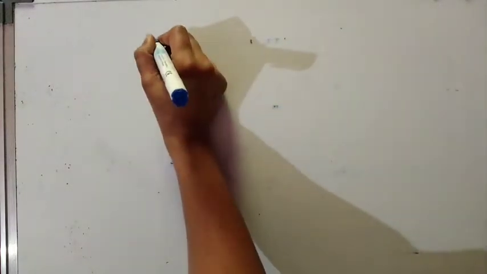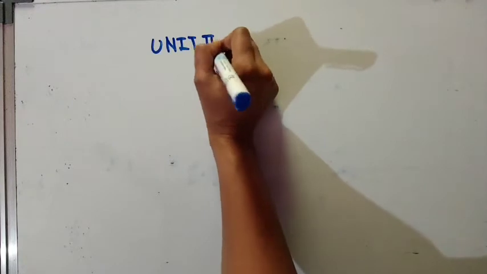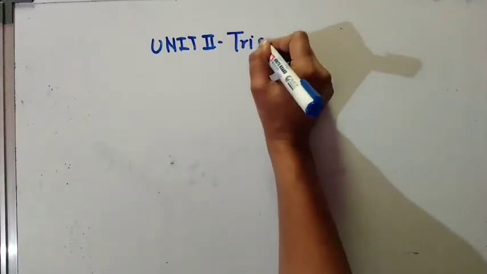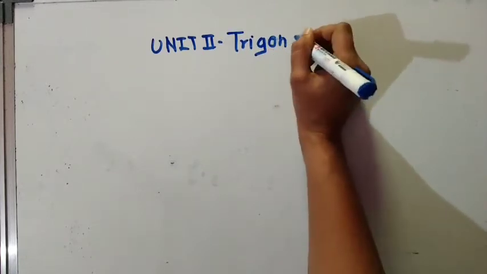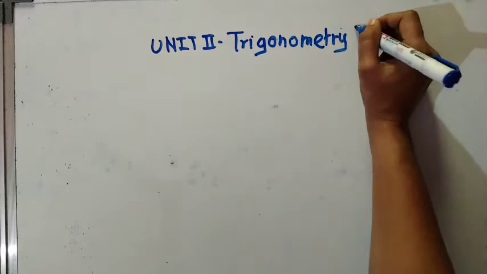In this chapter, we studied Unit 2, Trigonometry, Part B.